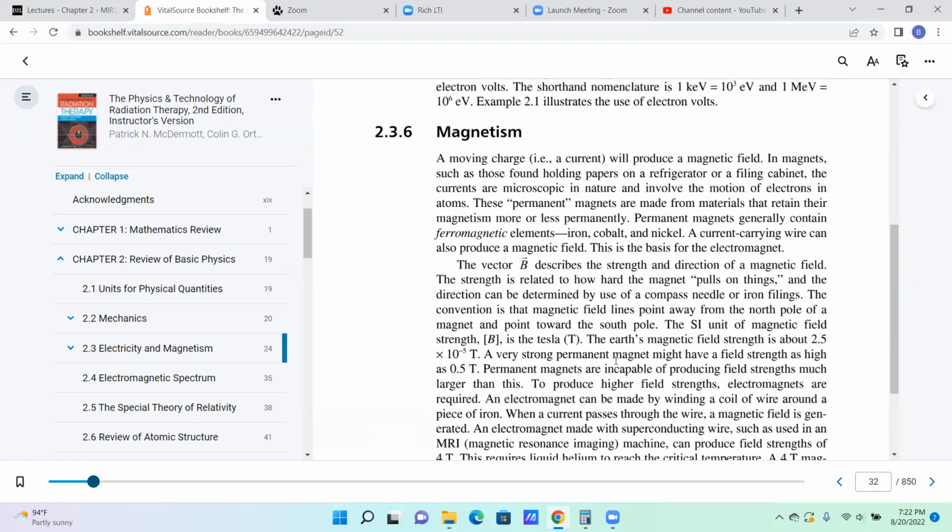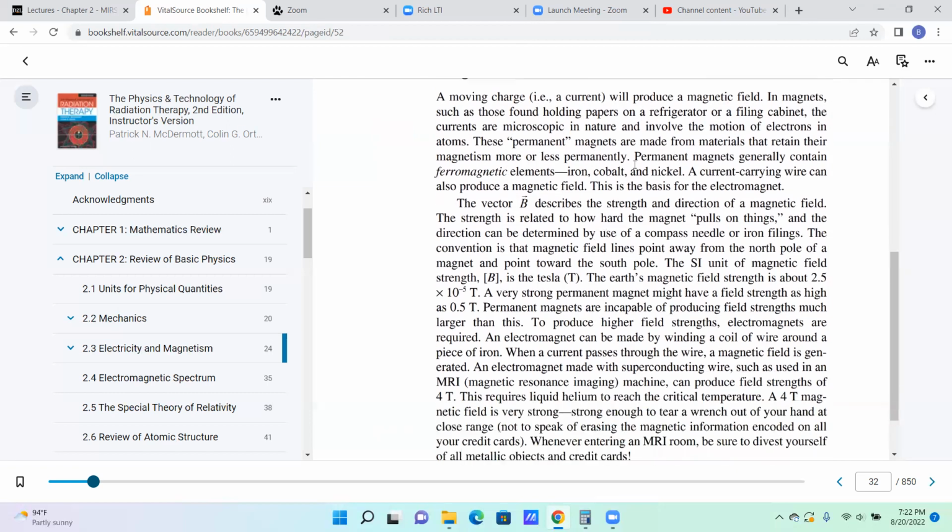So how does magnetism play into this? Well, a moving charge or current will produce a magnetic field. There's a lot more information on that later on, but let's just settle for this right now. In magnets, such as those found holding papers on a refrigerator or a filing cabinet, the currents are microscopic in nature and involve the motion of electrons in atoms. They're permanent magnets that are made from materials that retain their magnetism more or less permanently. Permanent magnets generally contain ferromagnetic elements: iron, cobalt, and nickel. A current carrying wire can also produce a magnetic field, and that's the basis for the electromagnet.